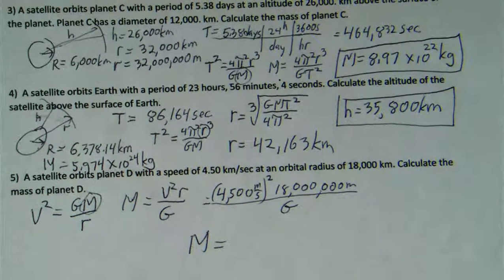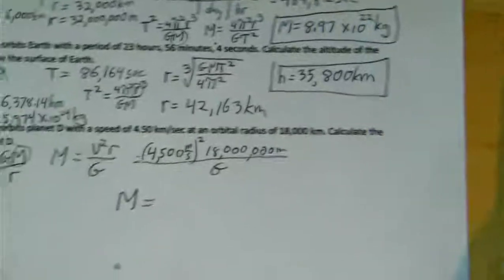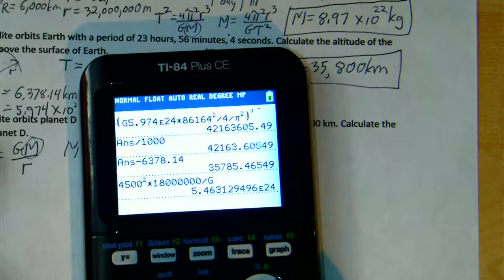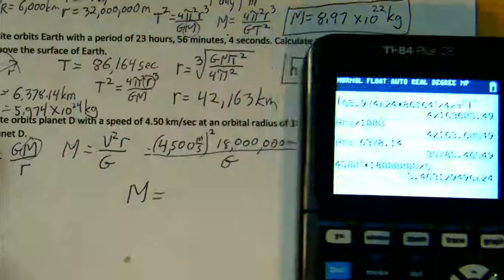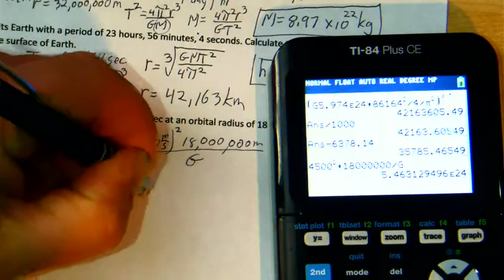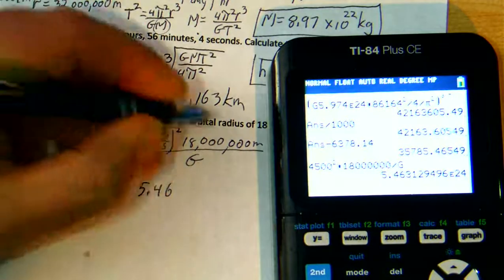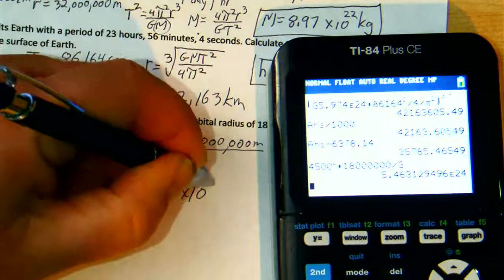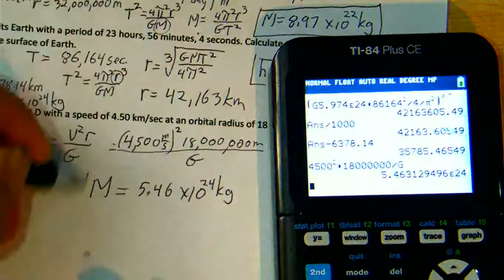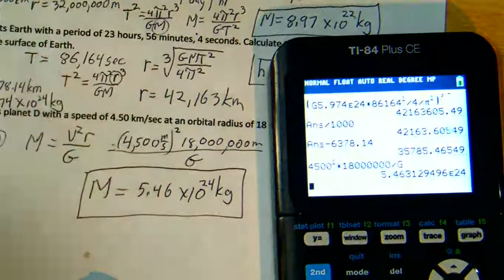You have to make sure that you type in the correct number of zeros when you do these huge astronomical numbers. So the result on my calculator is 5.46 times 10 to the 24th power kilograms, making it slightly less massive than the Earth.